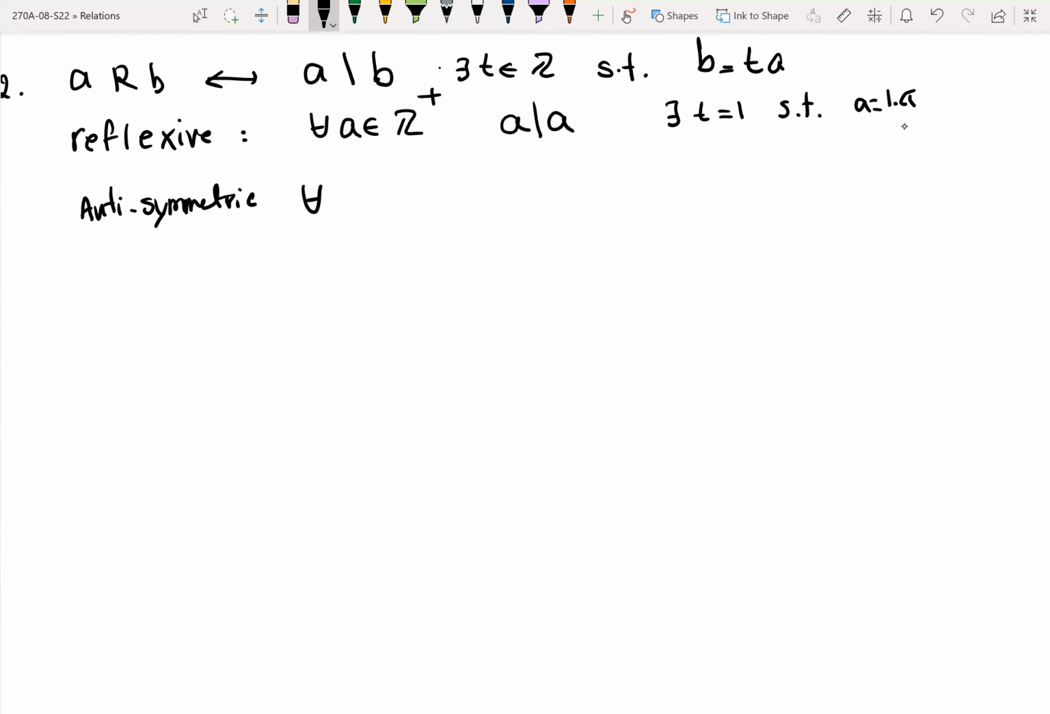For all A and B positive integers, if A divides B and B divides A, then A and B must be the same. Is this true?